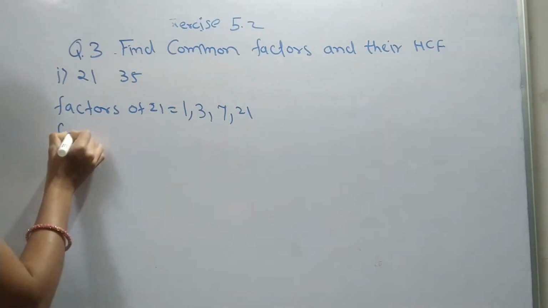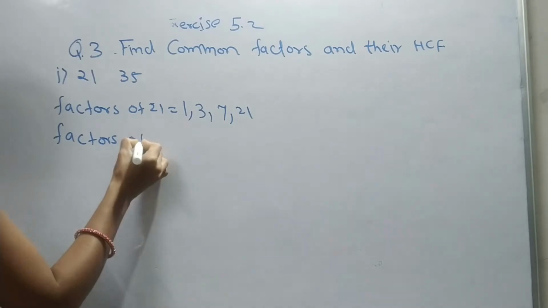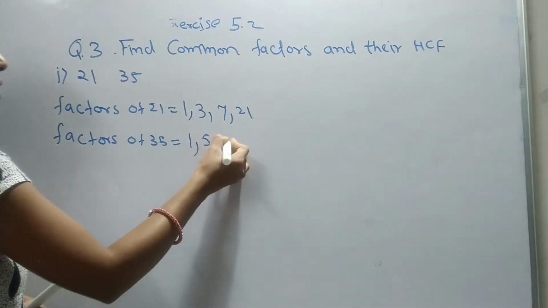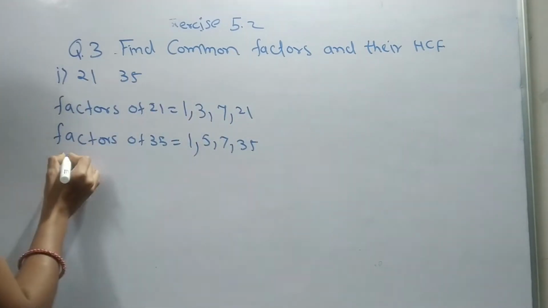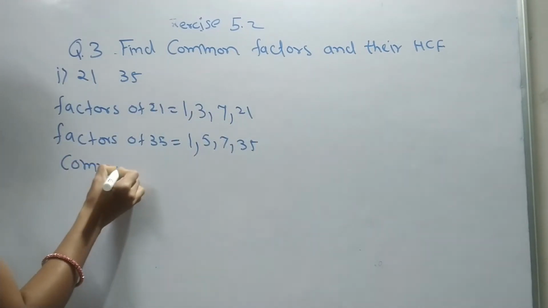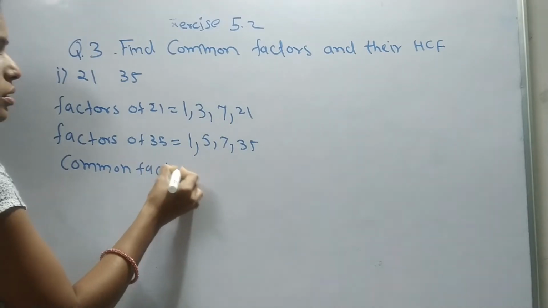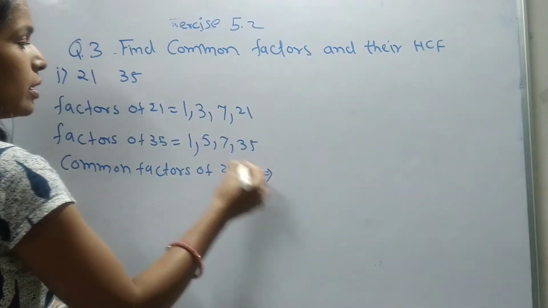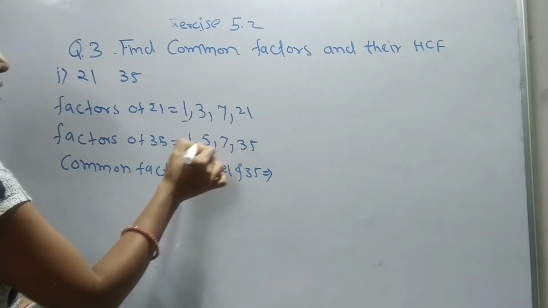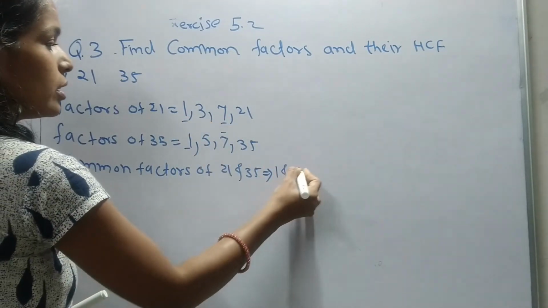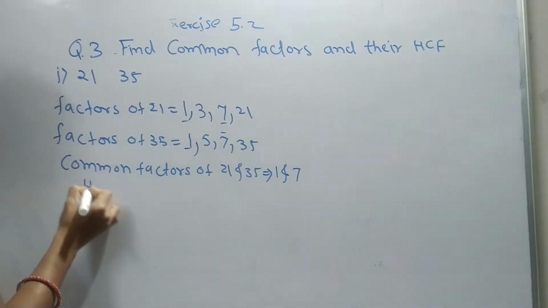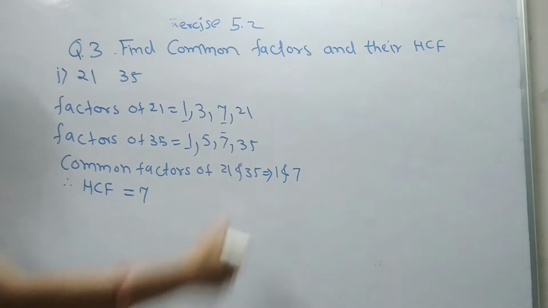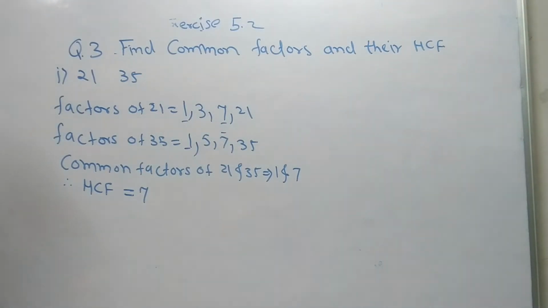Now let's write the factors of 35. 35 has the factorization 1, then 5, 7 and 35. Factors of 35 are 1, 5, 7, 35. Let's write the common factors of 21 and 35. If you observe carefully, 1, 3, 7 and 21 and 1, 5, 7, 35 have 1 and 7 as the common factors. So 7 is the highest common factor of the two. Therefore, the HCF of the numbers is 7.